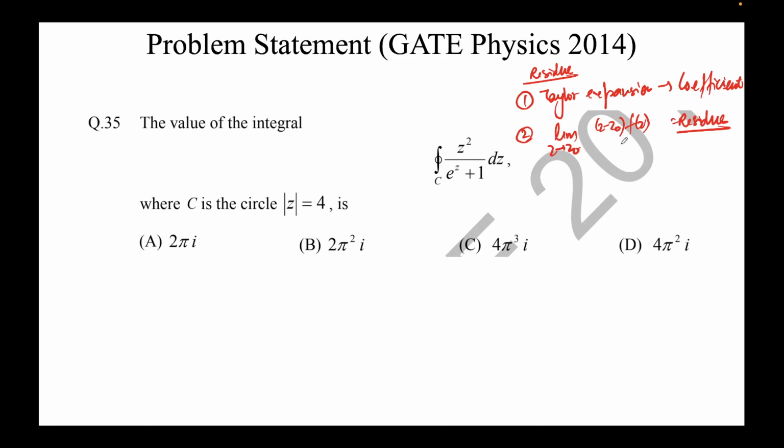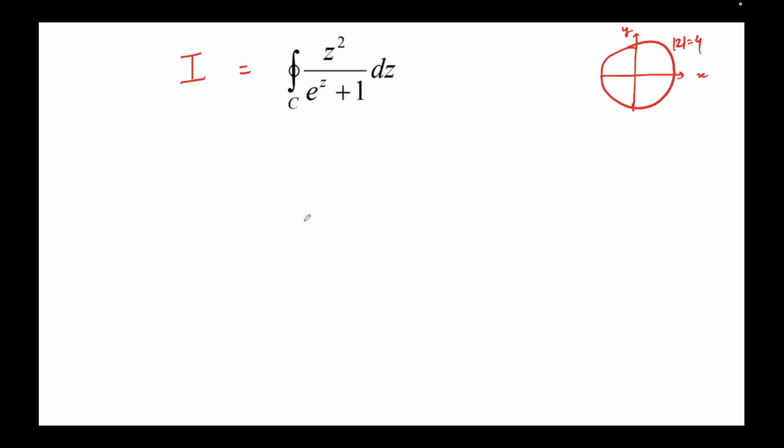Right. Now, this is a similar question that was asked a couple of years later maybe. The concept remains the same. We need to find the value of this integral I over the contour C, where C is a circle given by mod z equal to 4, and we need the single correct option. I have just rewritten the problem.